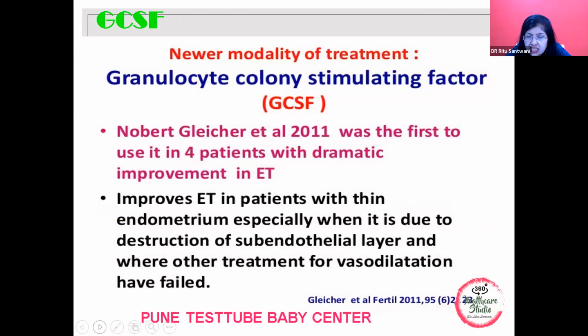So now coming to Gcsf, I think in 2012 or 13, I used a lot of Gcsf, when it had been recently launched, and at that time I definitely found very good results with the Gcsf also. This was introduced by Nobel Glacier et al. in 2011, who were the first to use it in 4 patients with dramatic improvement in ET. It improves the ET in patients with thin endometrium, especially when it is due to destruction of the subendothelial layer and where the other treatments for vasodilation have failed.